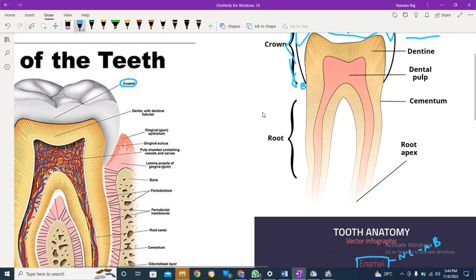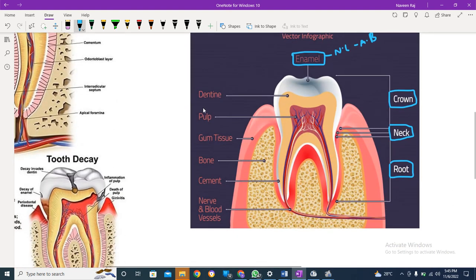Let's move forward. We have got the next part, that is dentine. So what is dentine? Dentine is also a part of the crown of the tooth, and this is the living part. To remember, this is the living part of the tooth, and it is made up of cells known as odontoblasts. Do remember, the dentine is made up of odontoblast cells, and this is present downward to the enamel, and this is also part of the crown.